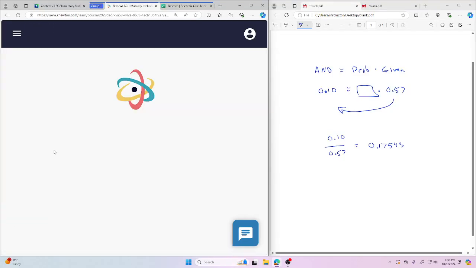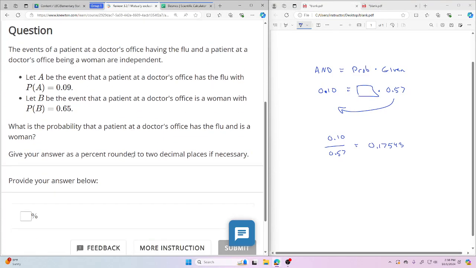Mutually exclusive. Were we talking about this earlier? An event of a patient at a doctor's office, flu, and a patient being a woman are independent. Okay, so they say that ahead of time. What's the probability of flu and woman? So, okay, let's just pause for a second here. They got the 2 numbers, and they're wanting the and, right? The keyword is and right there. And means to multiply. Yeah. And then you can write this down.